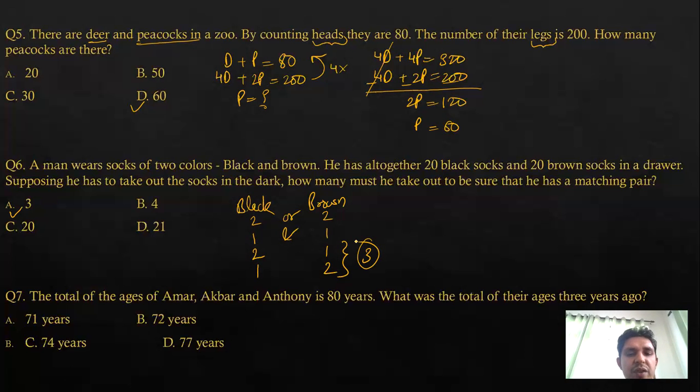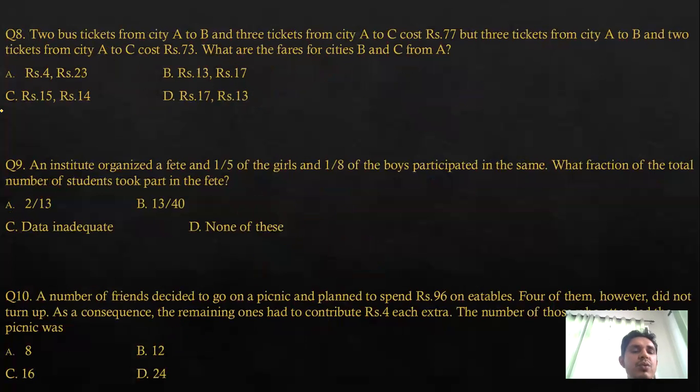The total of the ages of Amar, Akbar, Anthony is 80. That means the sum of the three ages is 80 years. What was the total of their ages 3 years ago? That means we subtract 3 from the age of Amar, 3 from the age of Akbar, and 3 from the age of Anthony. That means subtract 3 plus 3 plus 3, that is 9, from 80. So the sum of their ages will be 71. Therefore, the answer of this question will be A, that is 71. Right? Okay, coming to the next question, question number 8.